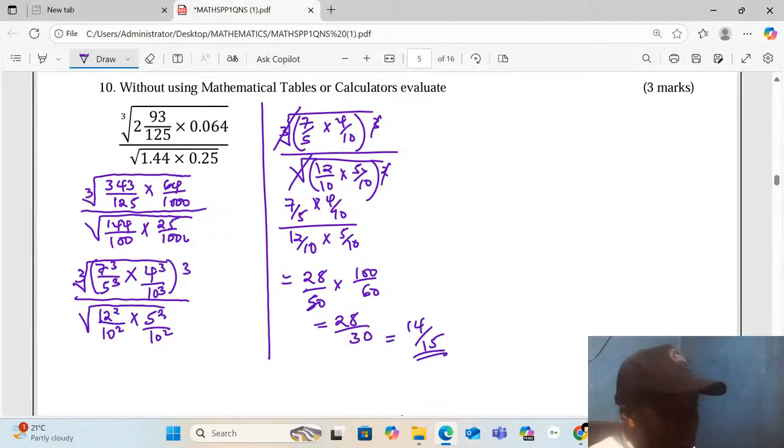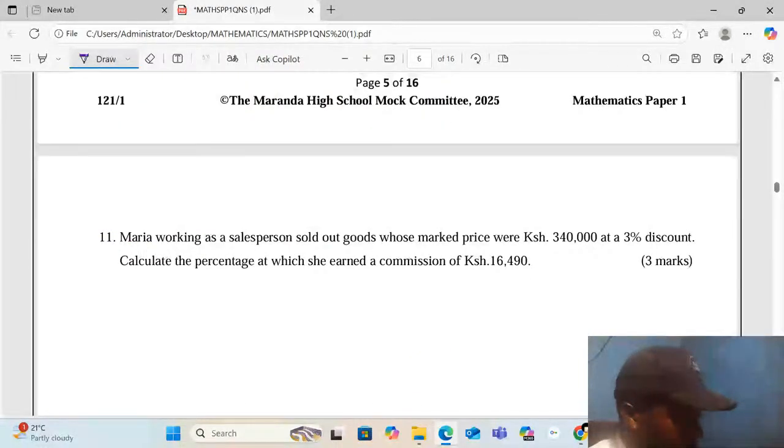And that is how you arrive at your final answer without using either a calculator or a mathematical table. That is how you get your 3 marks. You get your 3 marks for that question. Question number 11.